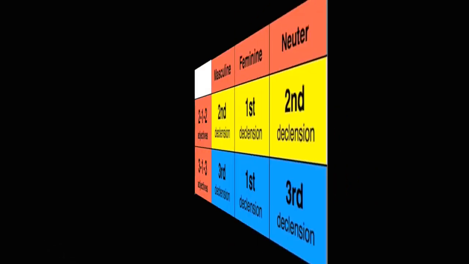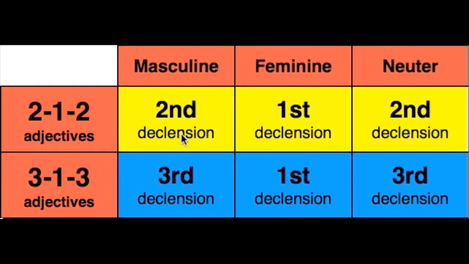Let's take a look. We start by looking at this table just a bit closer. Make sure you get this. 2-1-2 adjectives here will follow second declension in the masculine, first in the feminine, second in the neuter. 3-1-3s will just follow third in the masculine, first in the feminine, and third in the neuter.